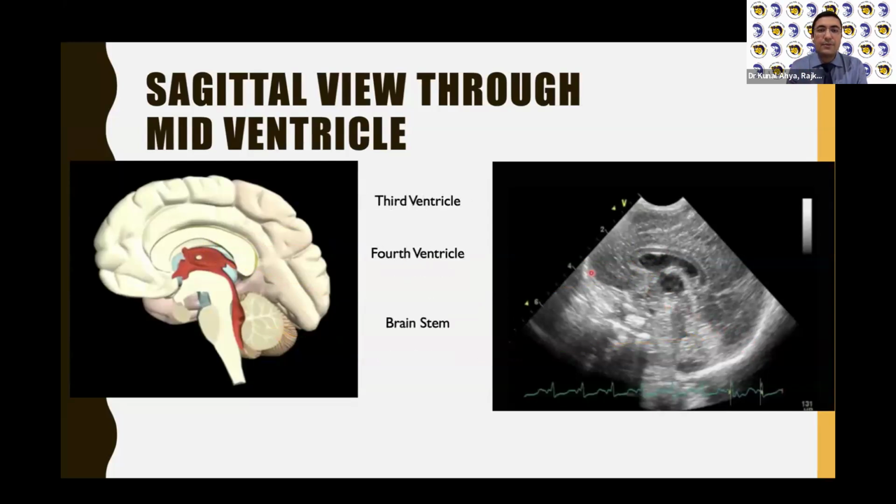Okay, so now as I told, third ventricle, below that is your fourth ventricle, and anterior to that is your brainstem. So these are all the structures you get to see in this.